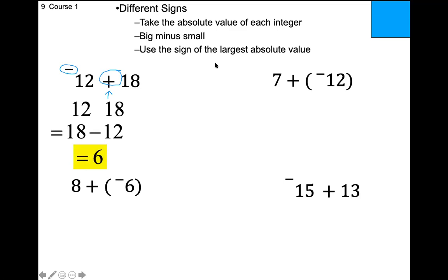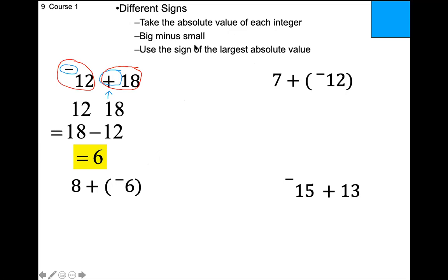We go back to the original problem. In the original problem, I'm seeing if I have more negatives or more positives. Which one do I have more of? More positives. I got 18 positive coins and 12 negative coins. Therefore, the answer is positive 6.